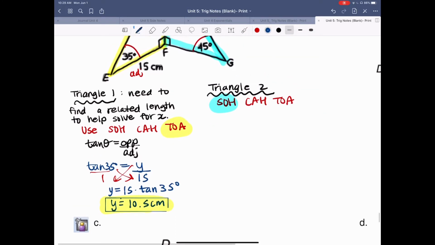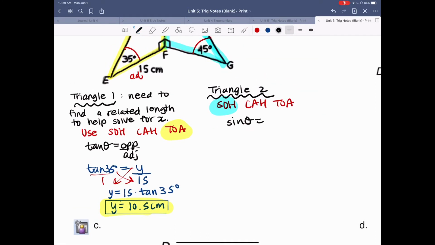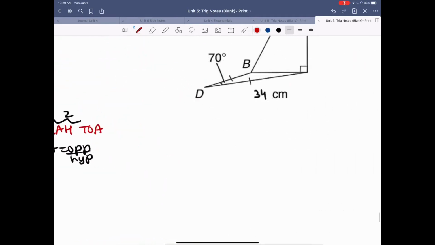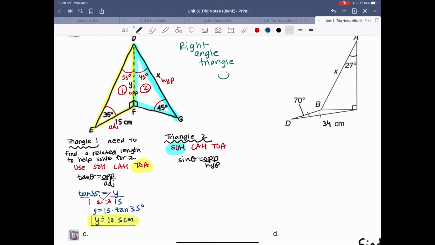All right, so I have sine theta, which is equal to opposite over hypotenuse. And why did I use that? Well, that's because I have sine 45. I have my opposite. I need to solve for my hypotenuse. And based on that, that is why I circled it. All right, going from there, I have sine 45 degrees is equal to opposite, which is y, over hypotenuse, which is x.